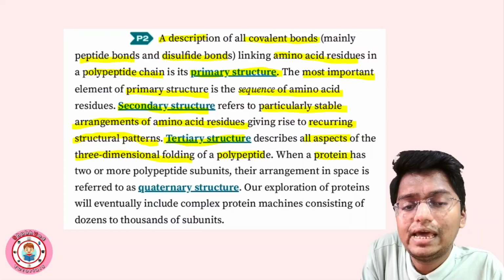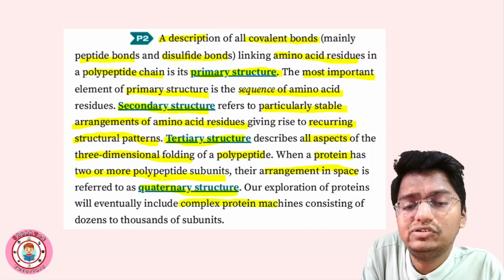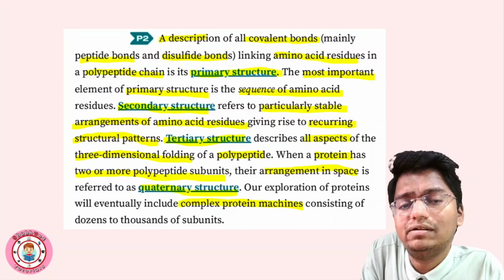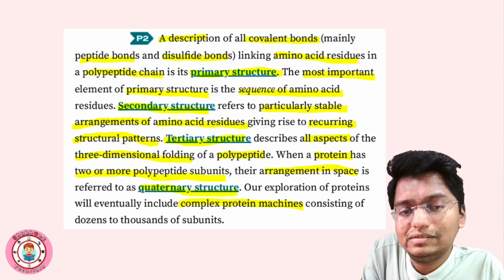When a protein has 2 or more polypeptide subunits, the arrangement in space is referred to as quaternary structure. Okay, quaternary structure means different subunits are joined together, right, and that arrangement is called quaternary structure. So our exploration of protein will eventually include complex protein machines consisting of dozens to thousands of subunits. So there are many proteins, right? Variety of proteins exist.